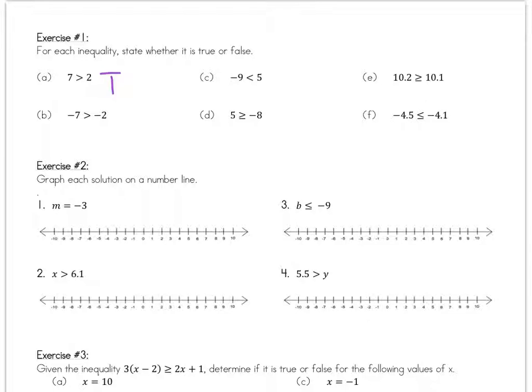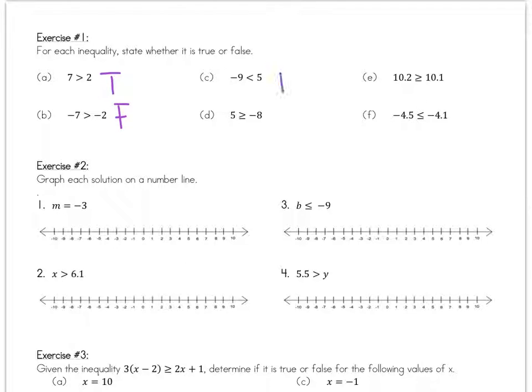For B, is negative 7 bigger than negative 2? Well, no, it's not. And if we even use one of the number lines down below to help us, is negative 7 bigger than negative 2? No. So remember, with negatives, we have to think about it almost a little backwards, so that's false. C, is negative 9 less than 5?